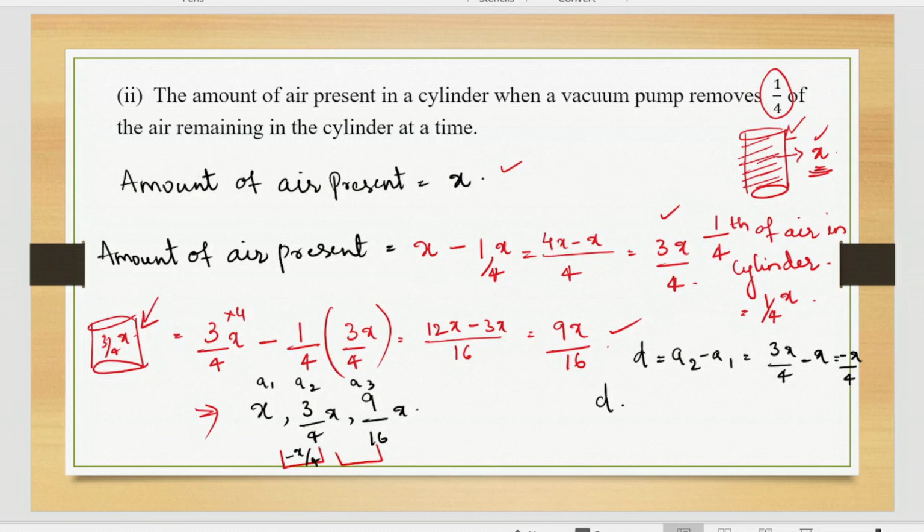And what is the common difference for A3 and A2? That is A3 minus A2. So you will get 9x by 16 minus 3x by 4. The LCM is 16, which is 9x minus, this is 3 into 4, 12. So 9x minus 12x is minus 3x. So here the common difference is minus 3x by 16. So we can see that the common differences are not the same. Therefore we can say it is not an AP.